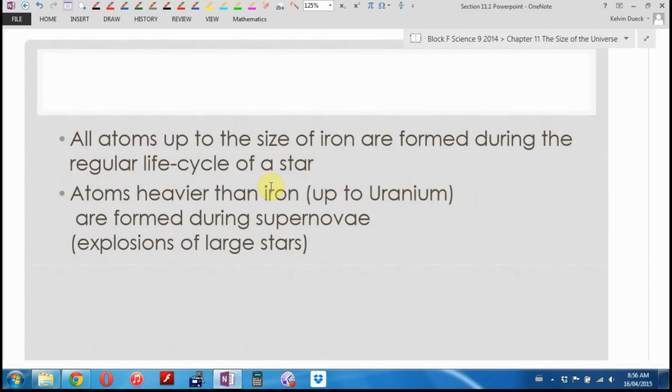All atoms up to the size of iron are formed during the regular life cycle of a star. And then, often, the star explodes in the largest explosions in the universe. These explosions can be so bright that one star can actually outshine the entire galaxy that it's a part of, the 100 billion other stars. And in that explosion, elements heavier than iron, all the way up to uranium, are formed.